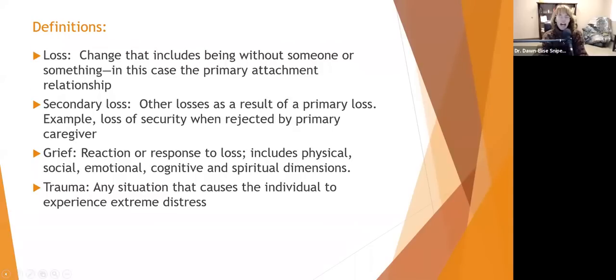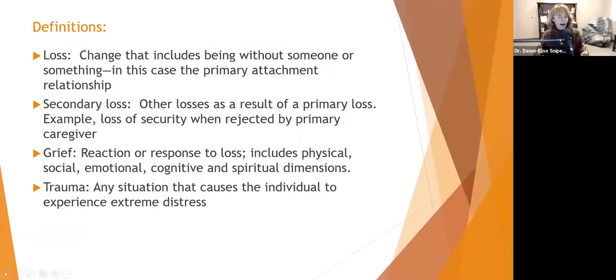Grief is reaction or response to loss and includes physical, social, emotional, cognitive, and spiritual dimensions. We're not going to talk a lot about spiritual today. We will talk about the others. And trauma is any situation that causes the individual to experience extreme distress. This does not have to be something that rises to the level of DSM-5 PTSD diagnosis. It can be any situation that causes the individual to experience extreme distress.